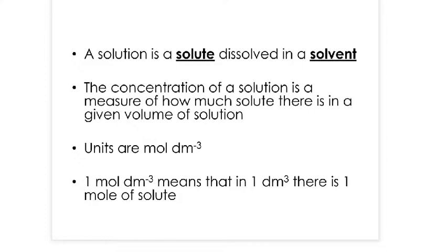The units of concentration are moles per decimeter cubed, so that dm^-3 just means per decimeter cubed. 1 mole per decimeter cubed means that if you've got 1 decimeter cubed of solution, there will be 1 mole of solute. You've met this concept at GCSE, so you should be familiar with it. But at GCSE we talked about it in grams per decimeter cubed rather than moles per decimeter cubed.